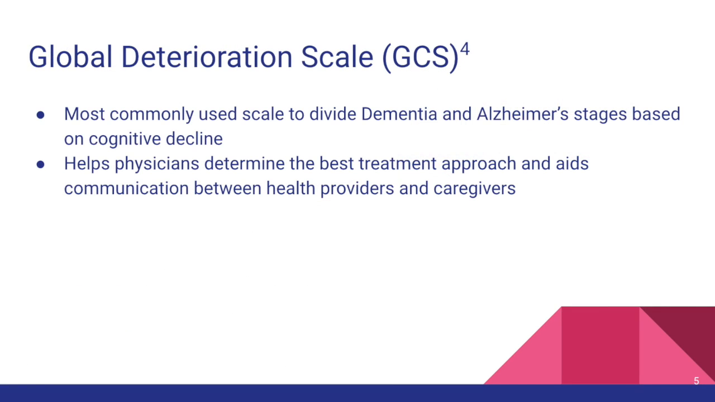The Global Deterioration Scale is the most commonly used scale to divide dementia and Alzheimer's stages based on cognitive decline. There are 7 stages. People in stages 1 to 3 don't typically exhibit enough symptoms for a dementia diagnosis. By the time a diagnosis has been made, the person is typically in stage 4 or farther along. This scale also helps physicians determine the best treatment approach and aids communication between health providers and caregivers.